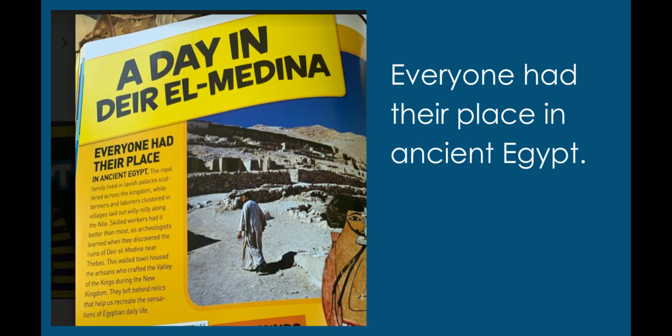Here's another example. Everyone had their place in ancient Egypt. The royal family lived in lavish palaces scattered across the kingdom, while farmers and laborers clustered in villages laid out willy-nilly along the Nile. In this section, the author conveys another idea that everyone had their place in ancient Egypt. He does this by explaining the social hierarchy, making the information more compelling.